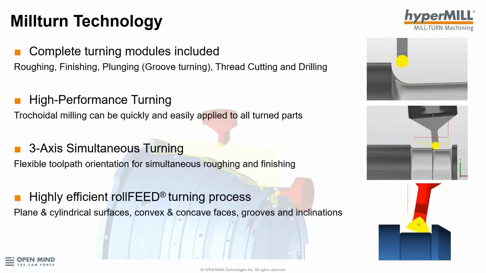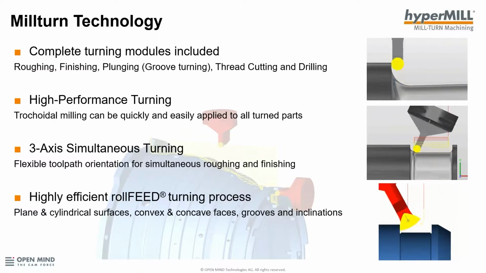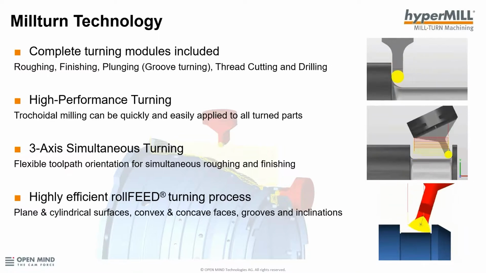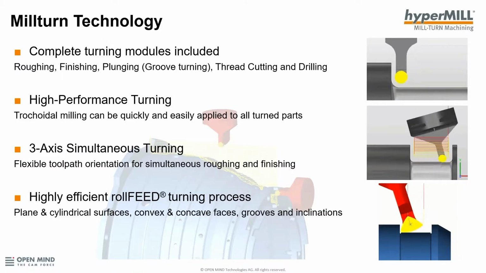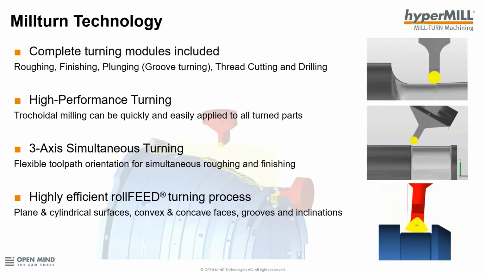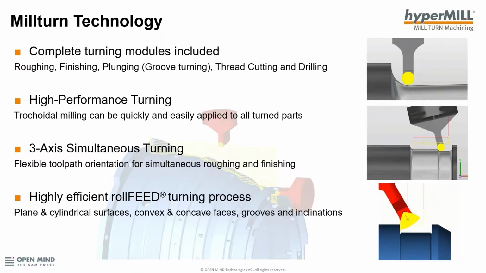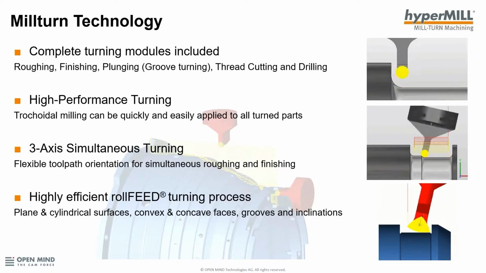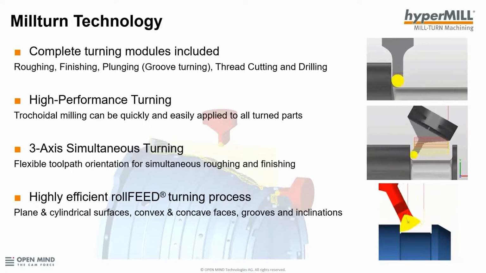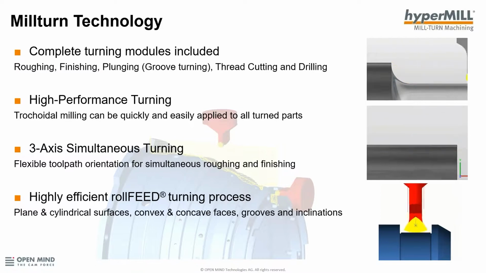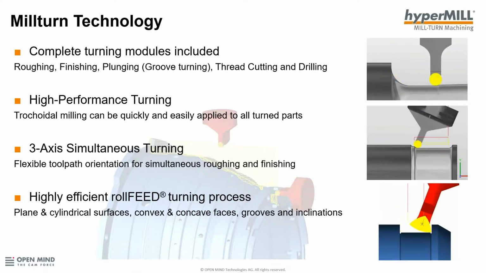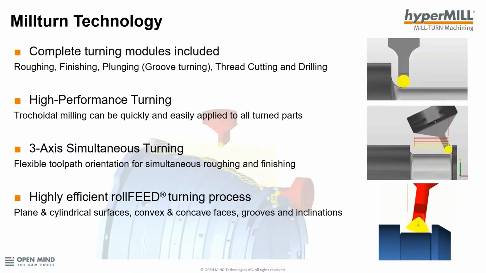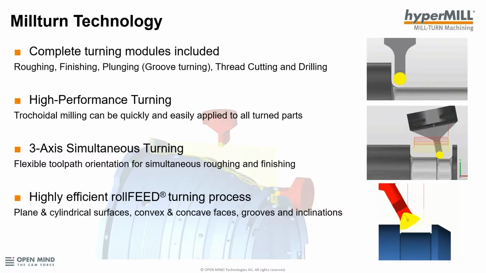Also, HyperMILL offers a very innovative and effective turning process called roll feed. Okay, so this technology is very helpful for turning tough material when it comes to using special tools, as you're seeing in that bottom right hand image for different types of surfaces, grooves, and inclinations. So this is a very innovative technology that is available exclusively from HyperMILL.